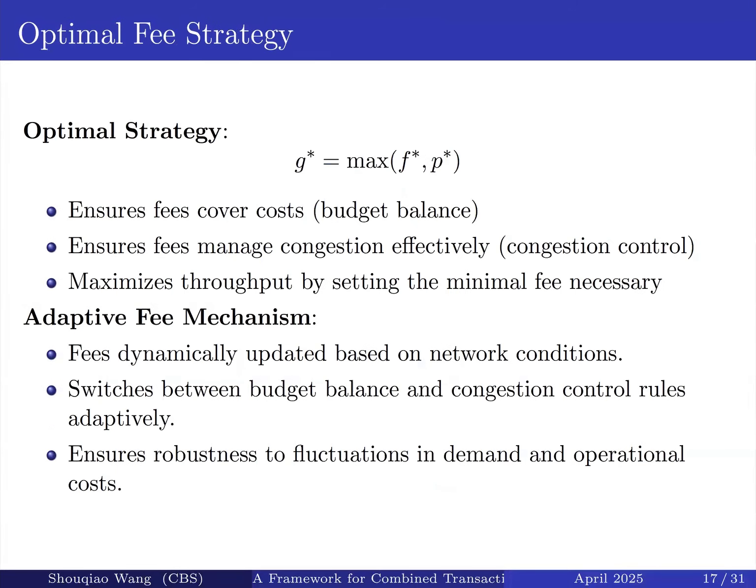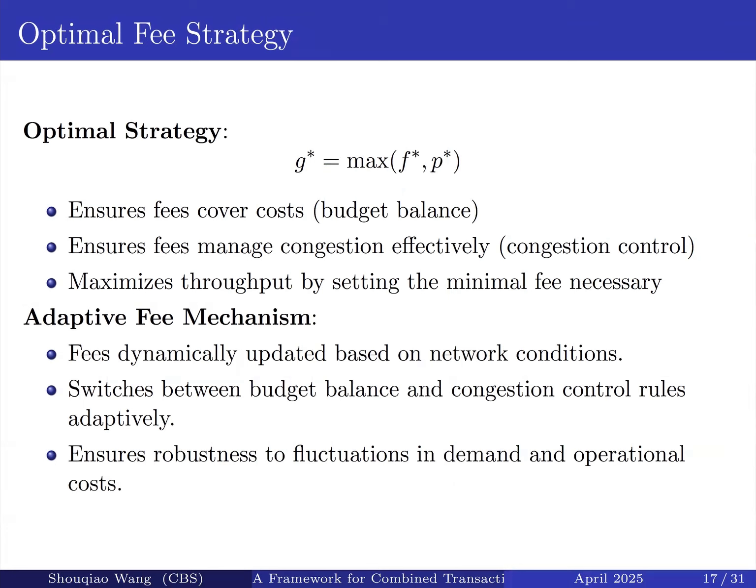So the optimal strategy for setting fees G star is to set it as the maximum of the budget balance fee F star and the congestion control fee P star. The rationale behind this strategy is to maximize the throughput under these two constraints, budget balance and congestion control. So in the following, we will incorporate an adaptive fee mechanism which dynamically adjusts fees based on real-time network conditions.